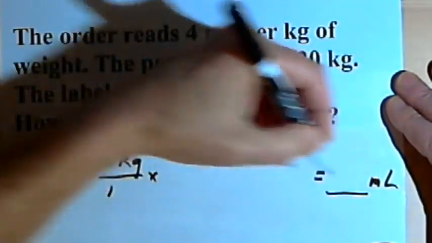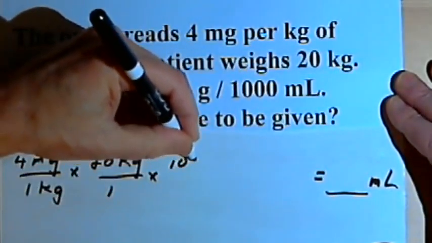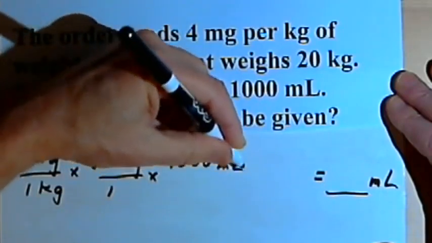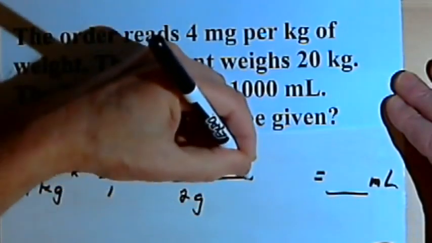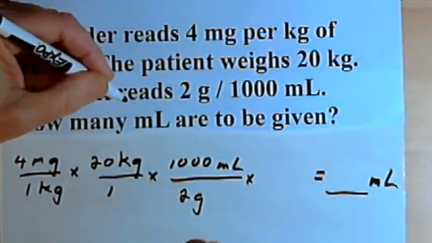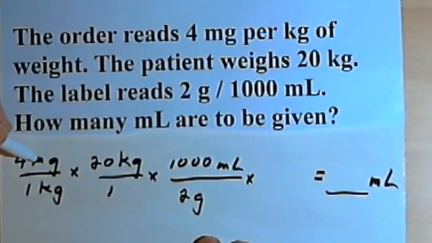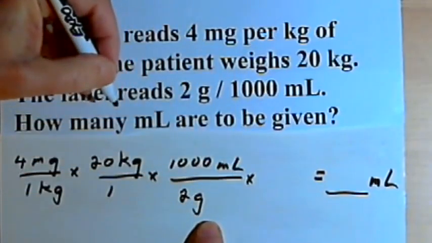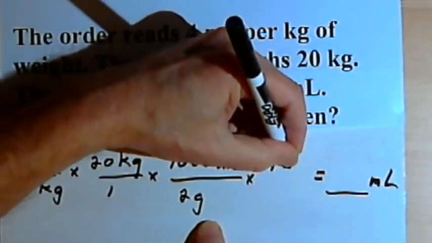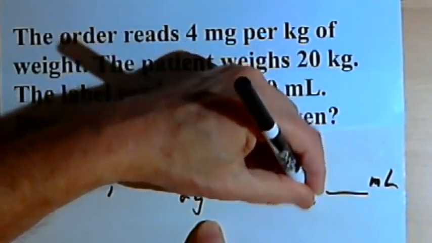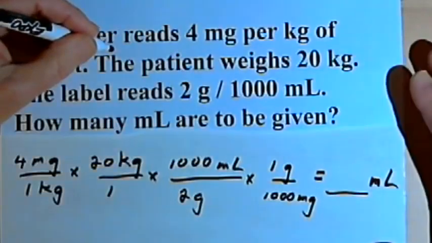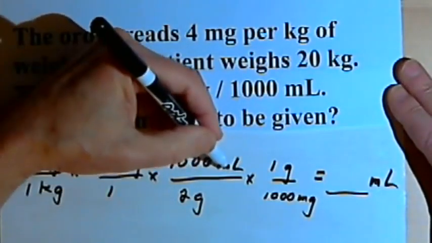And since we want milliliters in our answer, I'll put the 1,000 milliliters in the numerator, and the denominator will be the 2 grams. And then the only thing left to do is to deal with the fact that we've got milligrams in the order and grams in the on hand. So we'll use the conversion that we have. 1 gram, I'll put that in the numerator, equals 1,000 milligrams. So this should allow me to cancel out all of the units except for the milliliters.